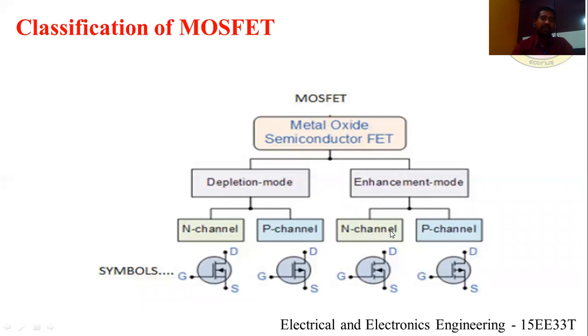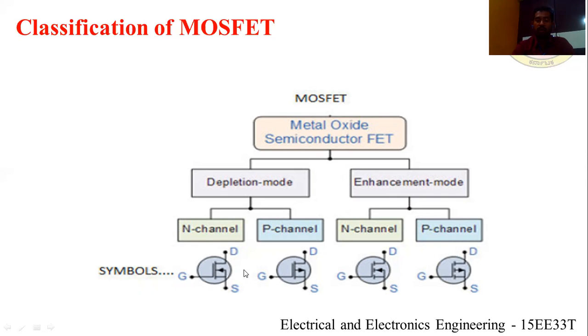Coming to the classification of MOSFET, MOSFETs are categorized into two types. One is depletion mode MOSFET, another is enhancement mode MOSFET. Depletion mode MOSFET is further classified as N-channel MOSFET and P-channel MOSFET. Enhancement mode is again further classified as N-channel MOSFET and P-channel MOSFET.